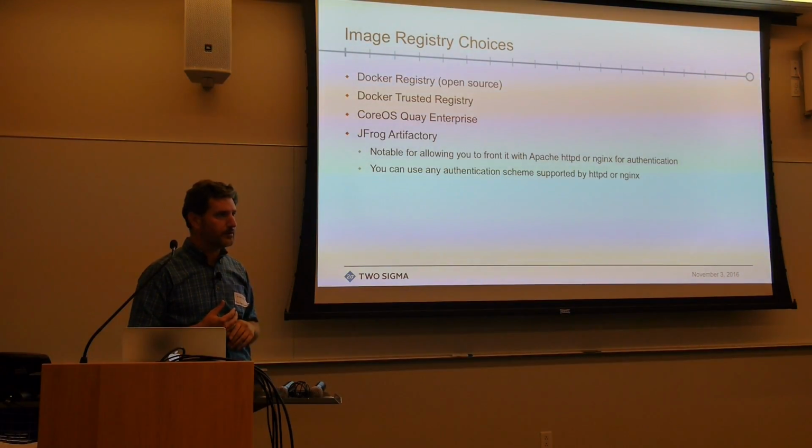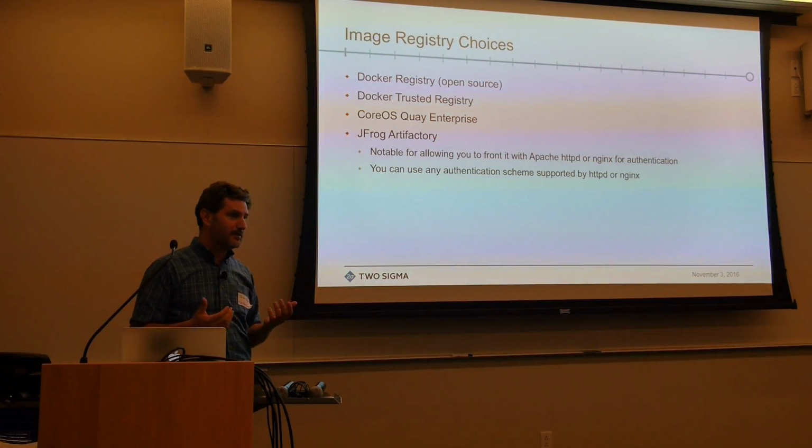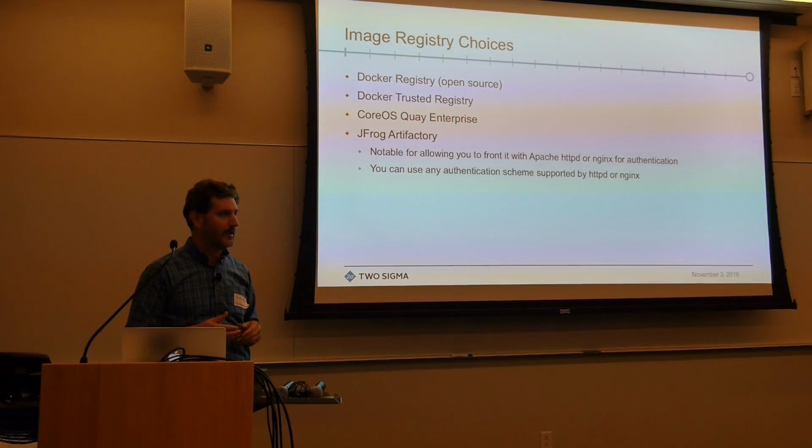But there are also some commercial choices that might be interesting if your needs happen to fit into what they support. Docker themselves has a commercial version of the registry called Docker Trusted Registry, and CoreOS has Quay Enterprise. Both of these are targeted at a very traditional enterprise type of environment. They support LDAP. I think they both support Active Directory. Neither one supports Kerberos, which is relevant in my case, and neither one really supports a customized authentication system. So if you want what they support, you're great. Otherwise, you're kind of out of luck.